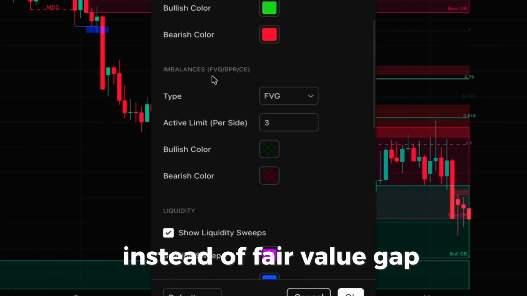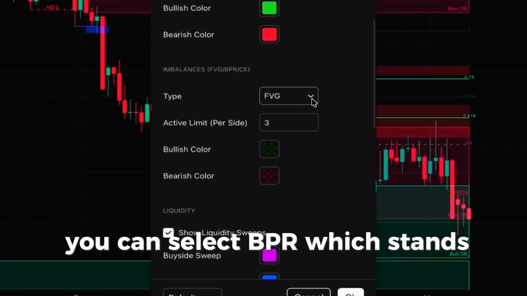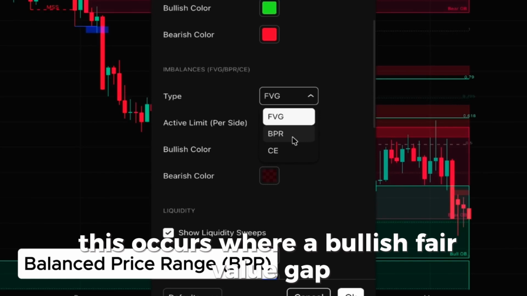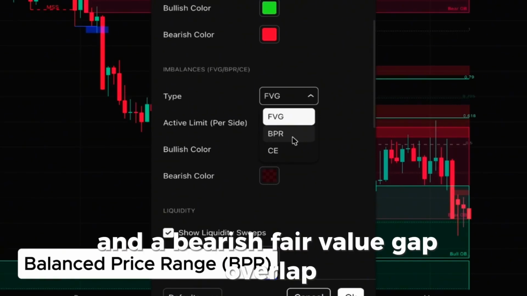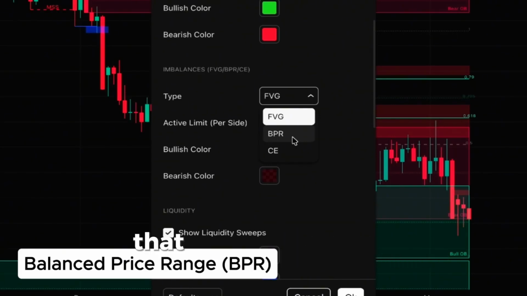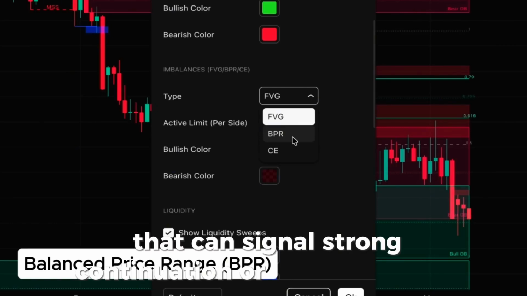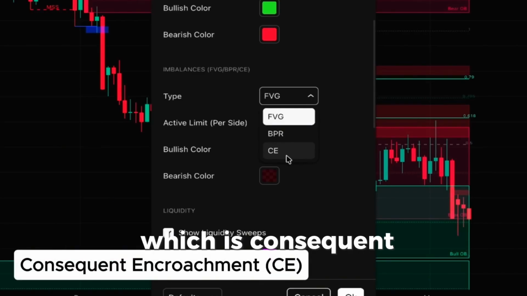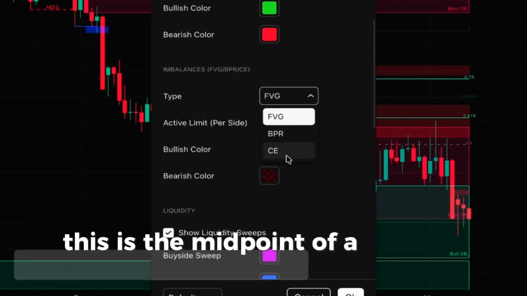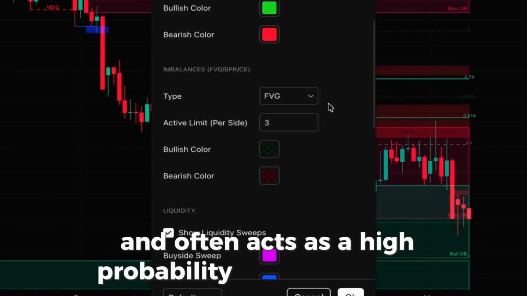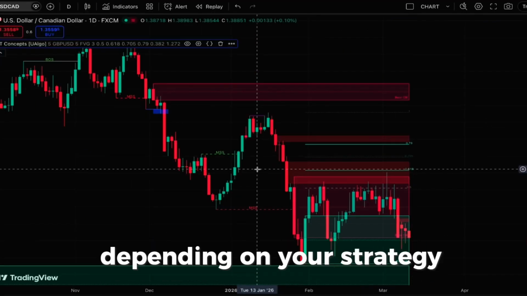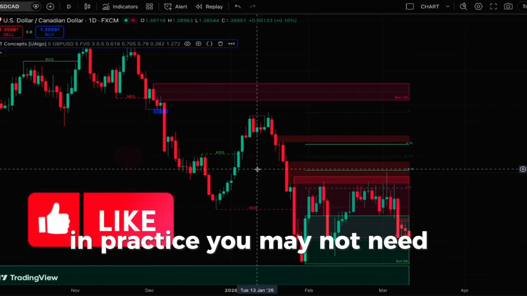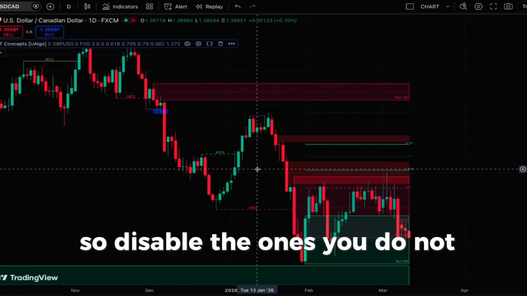Instead of fair value gap, you can select BPR, which stands for Balanced Price Range. This occurs where a bullish fair value gap and a bearish fair value gap overlap. It marks an equilibrium zone that can signal strong continuation or a sharp reversal. Another option you can enable is CE, which is Consequent Encroachment. This is the midpoint of a fair value gap and often acts as a high probability magnet for price. Depending on your strategy, you can choose which of these features to display. In practice, you may not need all of them at once, so disable the ones you do not use.